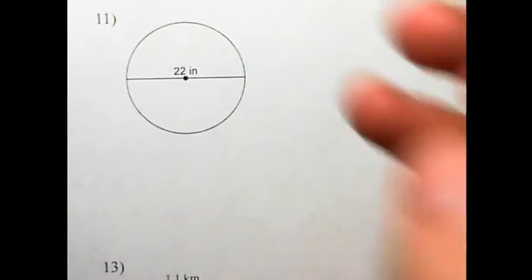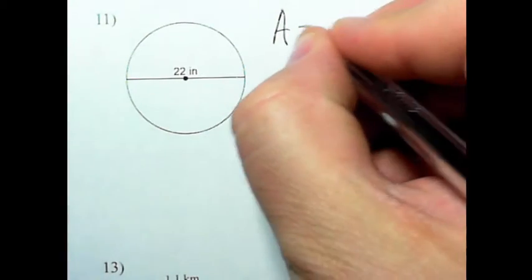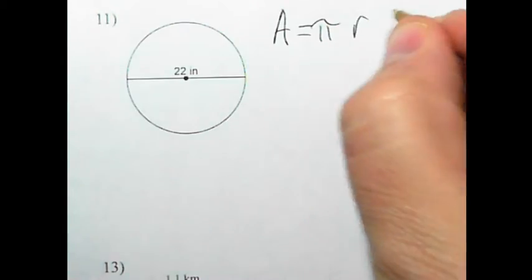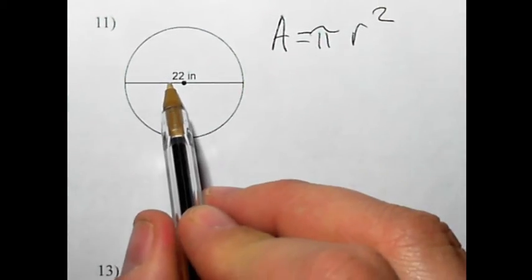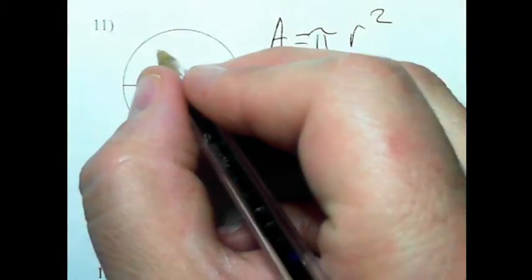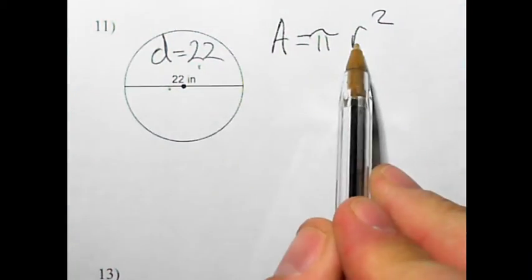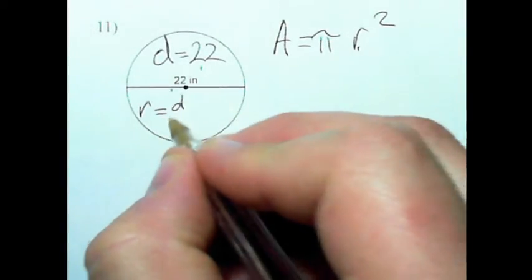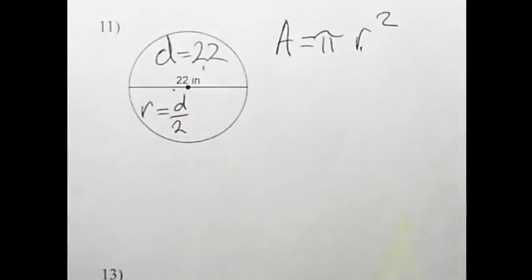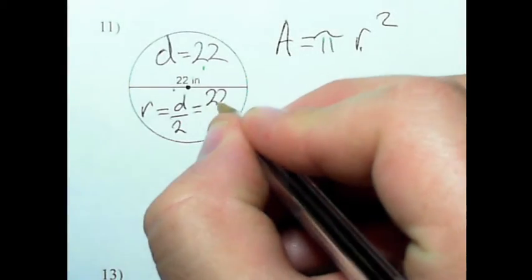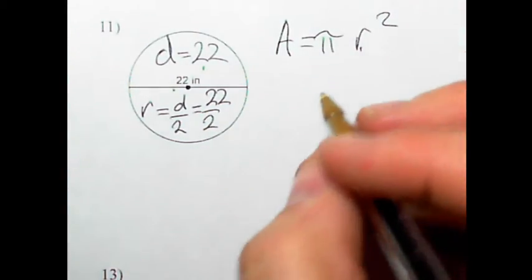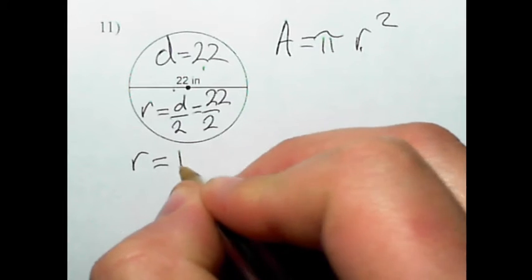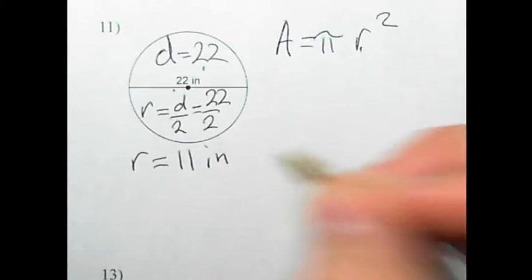Problem number 11, same thing, area of a circle is pi r squared. I'm given 22. The problem is that 22 is the diameter. I can't plug 22 in for r. So to find the radius, I'm just going to take the diameter and divide it by 2. So I'm going to take 22 and divide it by 2, which means my radius is equal to 11 inches.